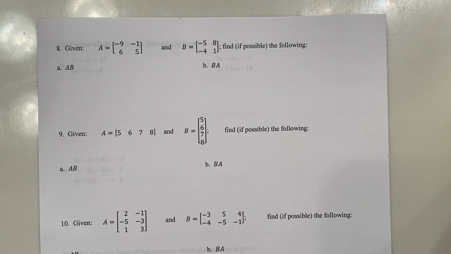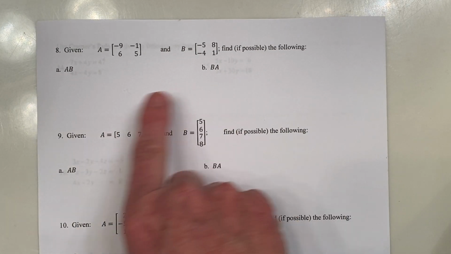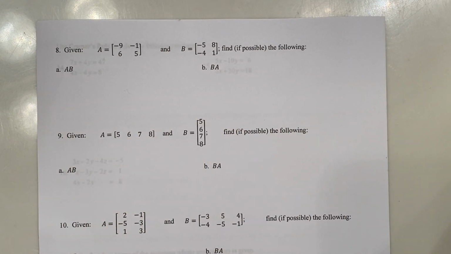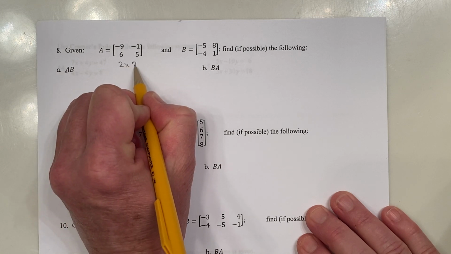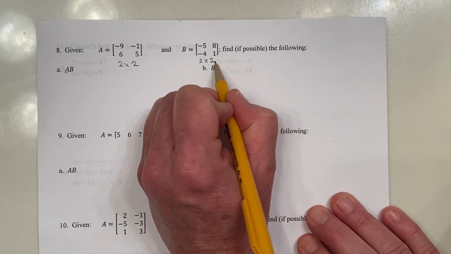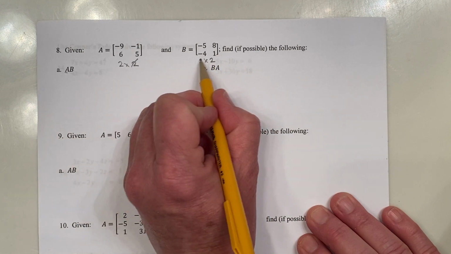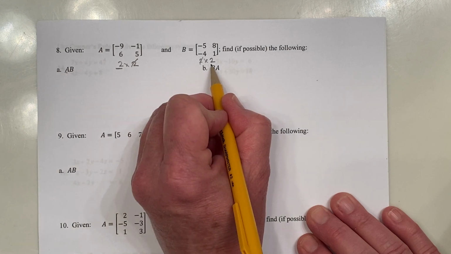Okay, in problem 8, we're given two matrices and we're asked to find, if possible, the products. To remind ourselves about what criteria is needed for us to multiply, we need to look at matrix A, find its order, which is 2 by 2. Look at matrix B, find its order, which is also 2 by 2. And since the number of columns match the number of rows, we can multiply, and the answer matrix will be a 2 by 2.